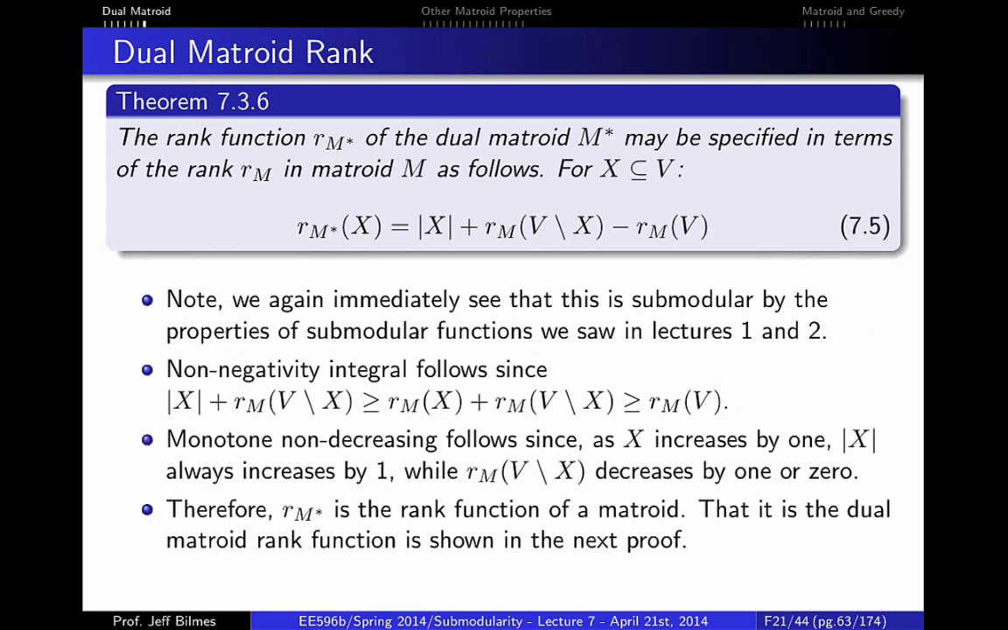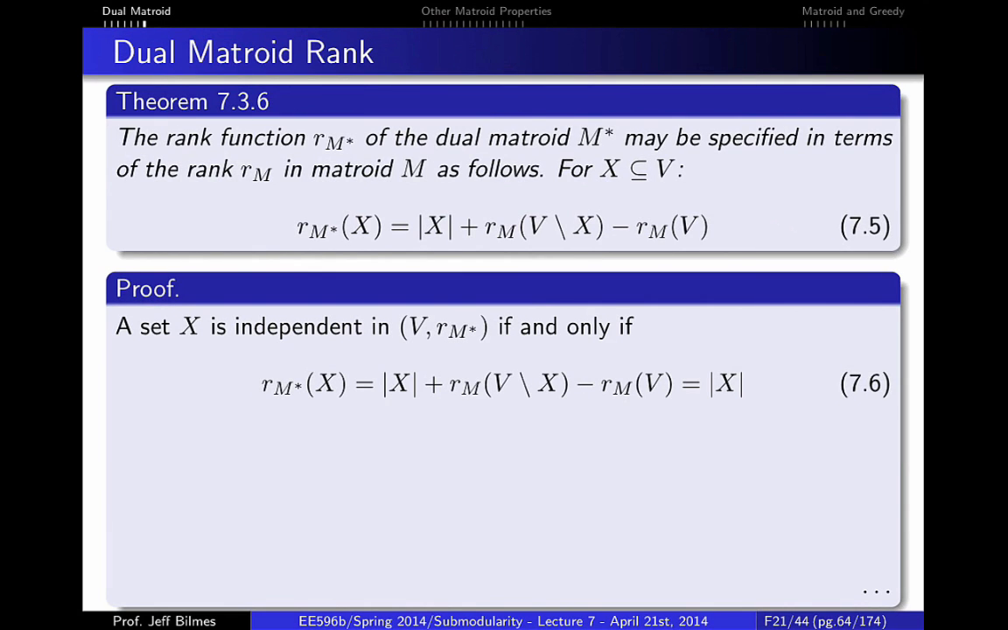So therefore, it's a rank function of some matroid. The question is, is it the rank function of the dual matroid? And you can actually see this right away, because we can say that a set is independent in this. Let's just define this matroid by this rank function. We have the ground set and this rank function. Remember, we said that we can define a matroid by giving a ground set and a rank function.